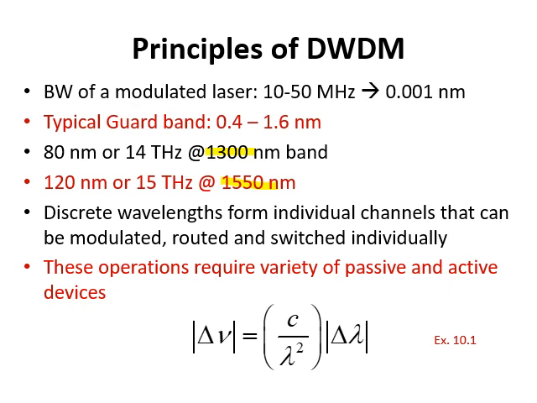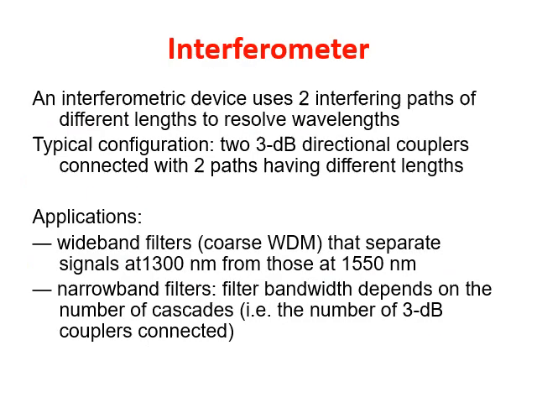These operations require a variety of passive and active devices like delta V, which can also be taken in terms of the equation c by lambda square into delta lambda. This is what the conditions which we can take. But normally, with respect to any WDM standards or any particular conditions which we take, there should be existence of connections with respect to the different wavelengths. An interferometric device uses two interfering paths of different length to resolve the wavelength.